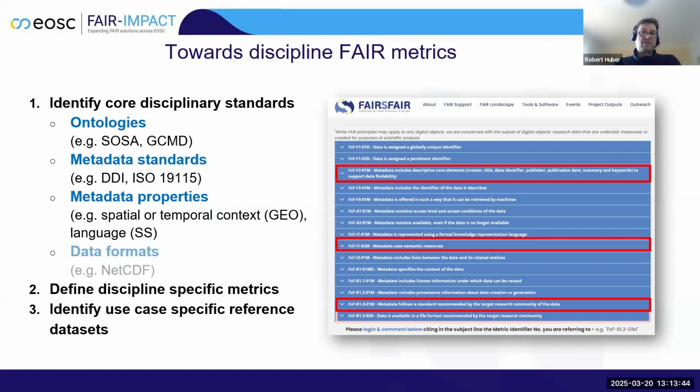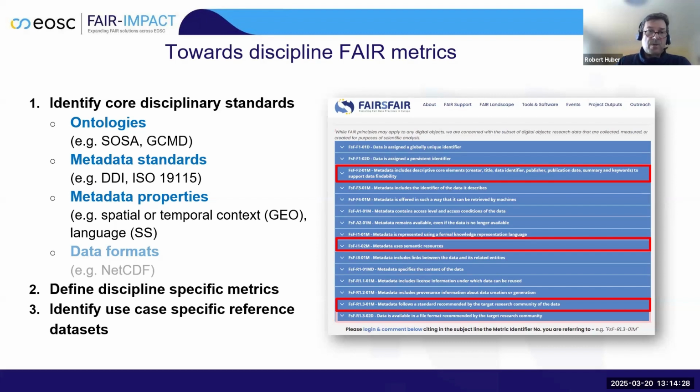First, the use of ontologies is quite community specific. Here are some examples: for the earth and environmental communities, SOSA and the Global Change Master Directory vocabulary, for example, are frequently used. And of course, the metadata standards used to exchange information between these repositories are quite community specific. Here, for example, DDI is used a lot within the social sciences community, as well as the ISO standard, which is very frequently used in the earth and environmental communities.